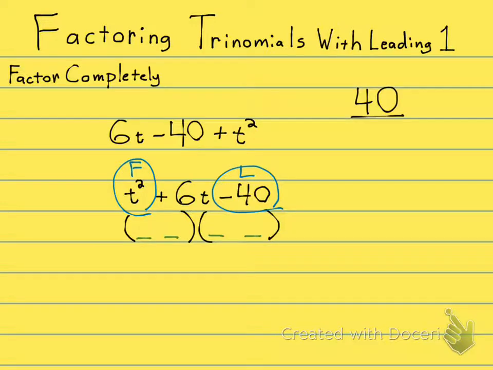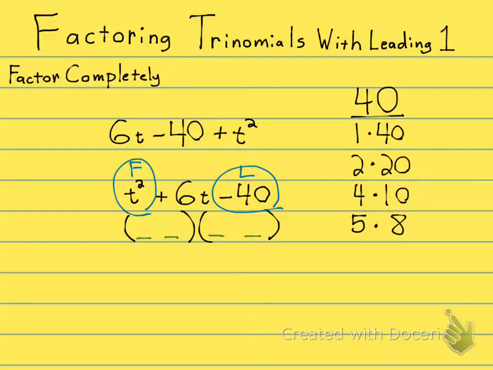So let's list all our possible multiples of 40. I have 1 and 40. 2 goes into 40. How many times? You can use a calculator if you need to. 2 times 20. Does 3 go into 40? No, not evenly. Use your calculator. You'll see you get a decimal. 4 times 10. 5 goes into 40 times 8.